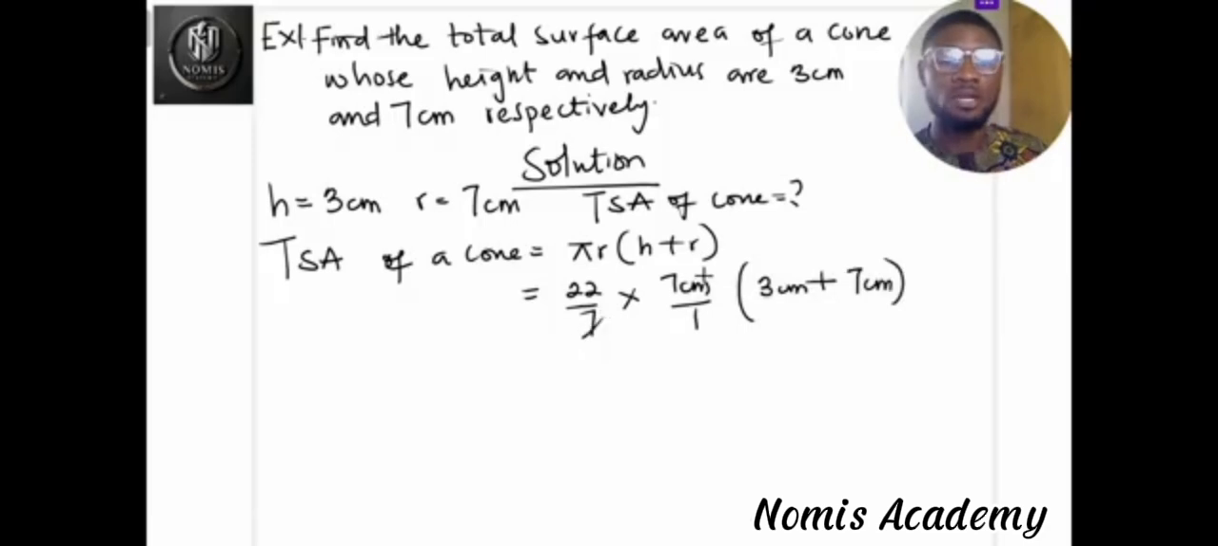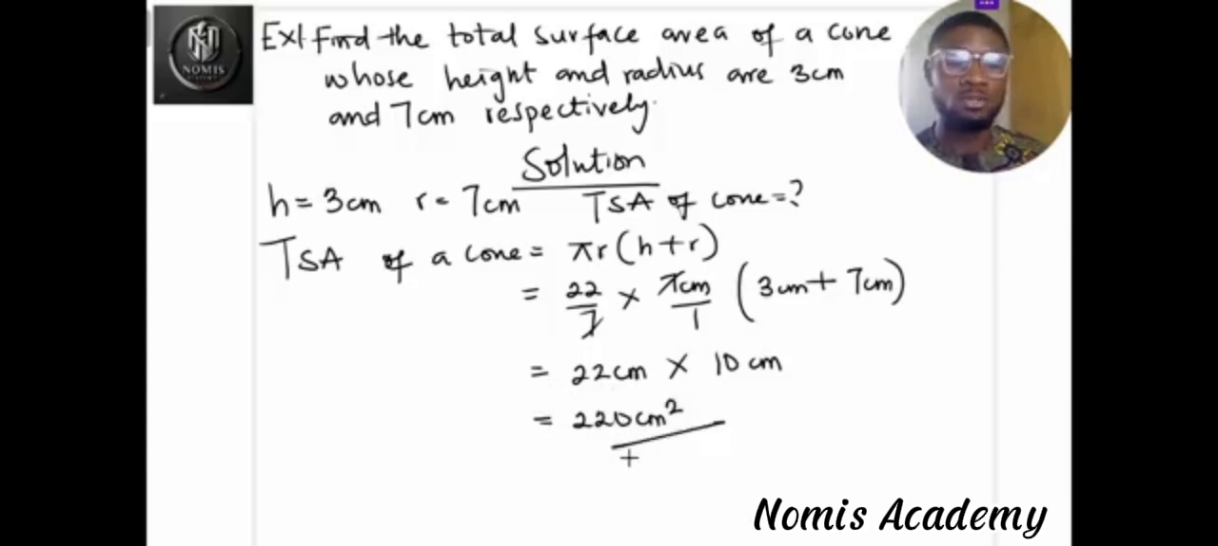So 7 here cancels 7. I'm left with 22 centimeter multiplied by 3 centimeter plus 7 centimeter, which is 10 centimeter. So 22 centimeter multiplied by 10 centimeter, I will have 220 centimeter squared, and that is the total surface area of that cone.